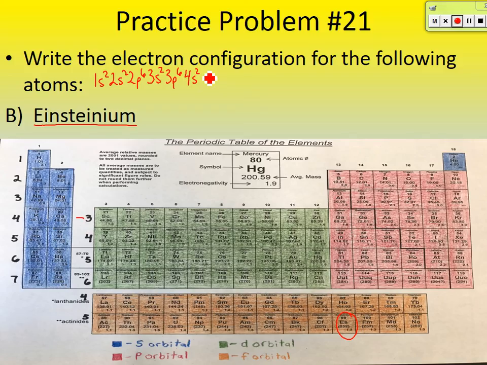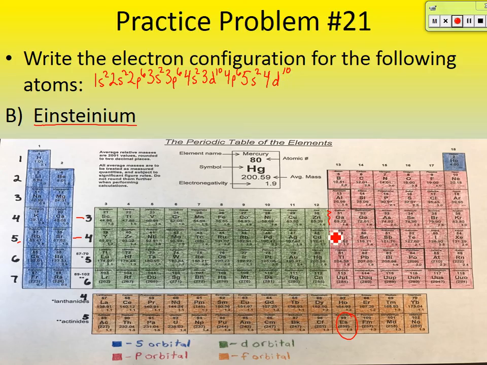We've got to drop down to 3d10. Goes all the way across. Now come back up to 4p6. Going to the 5th row. 5s2. Drop down to 4d10.